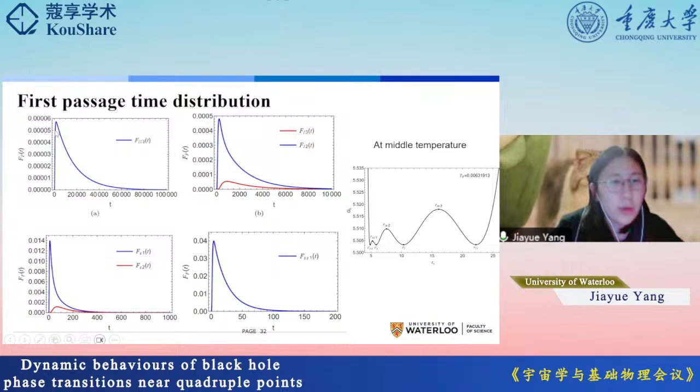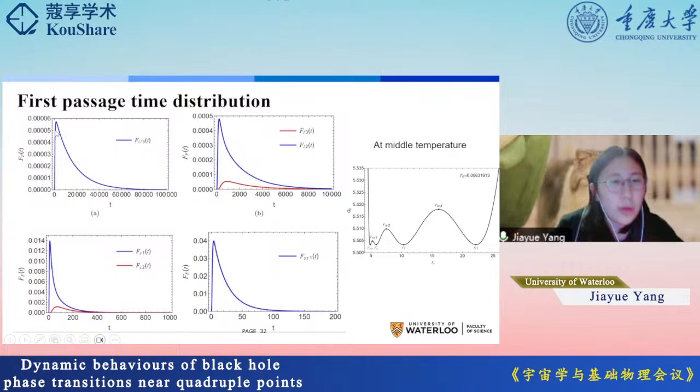So this is the first passage time distribution for different ensemble temperatures. Originally, we have this diagram, and we can also find how the first passage time is related to the different ensemble temperatures. Let's take the largest black hole, for example. For the largest black hole as the initial state, our initial state is here or here or here for different temperatures.